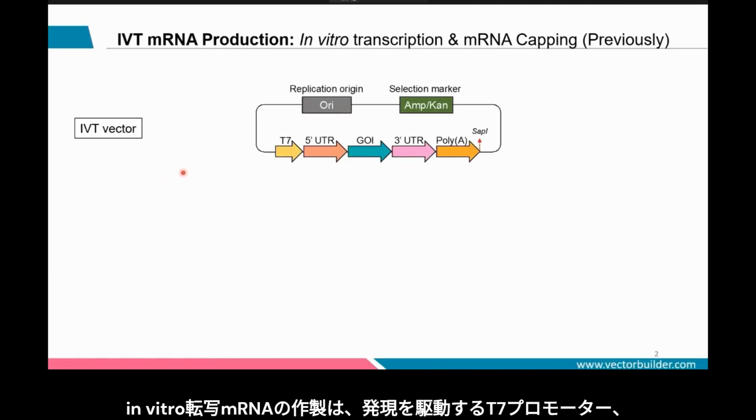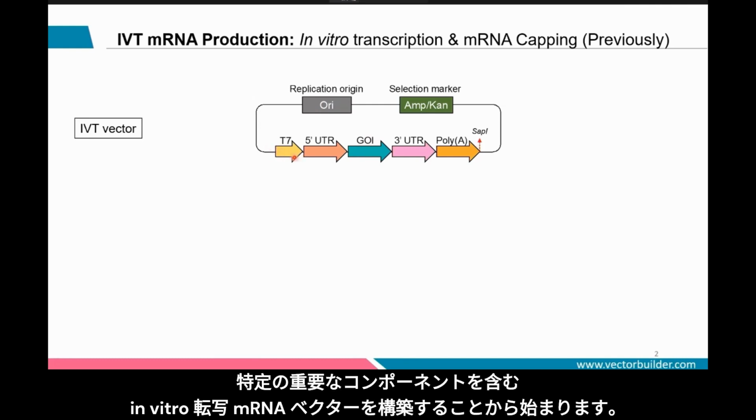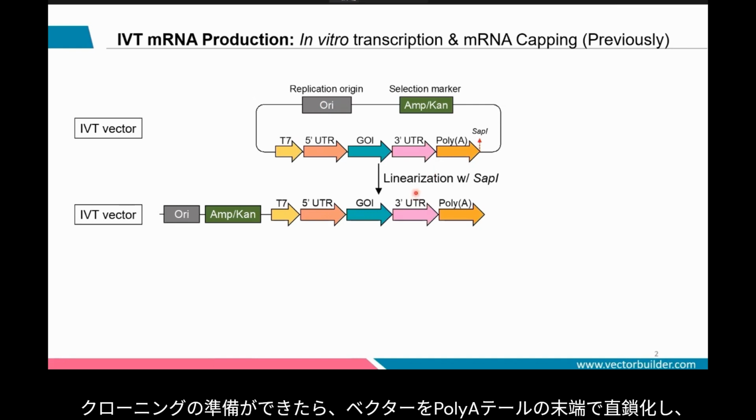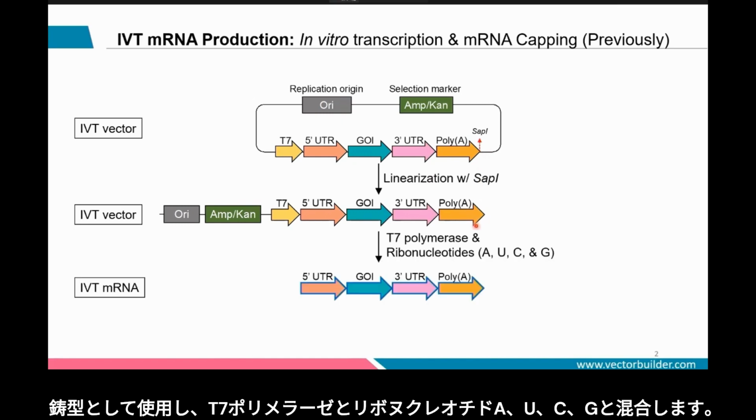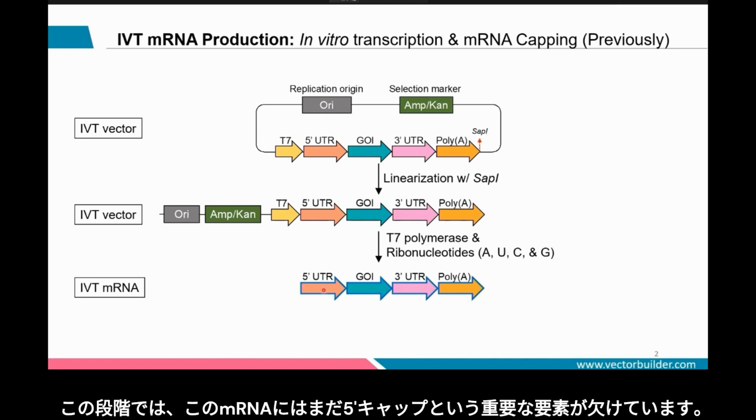To produce in vitro transcribed mRNA, you start with constructing the in vitro transcribed mRNA vector containing certain critical components, such as a T7 promoter to drive the transcription of a 5' UTR, gene of interest, 3' UTR, and the poly A tail. Once the cloning is ready, the vector needs to be linearized at the end of the poly A tail to be used as a template and mixed with the T7 polymerase and the ribonucleotides A, U, C, and G. The reaction will transcribe from the beginning of the 5' UTR all the way to the end of the poly A tail. At this stage, there's still a critical component missing on this mRNA, which is a 5' cap.